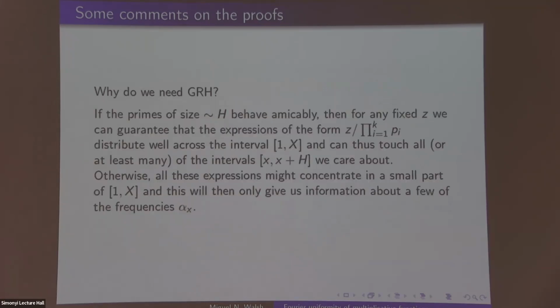So the problem is as follows. If the primes of size more or less h, so the small primes that we care about, were to behave in a nice way, as GRH predicts, then we could deduce that for any fixed choice of C, we can guarantee that expressions of the form C divided by a product of small primes distribute well across the big interval, the big X that we are studying, and can thus in principle touch all or at least many of the intervals little x plus h that we care about. Otherwise, if primes were to behave badly, all this expression might actually concentrate just in a small part. Even if you look at every possible product of small primes, C divided by that will always concentrate on a small part of the big interval.